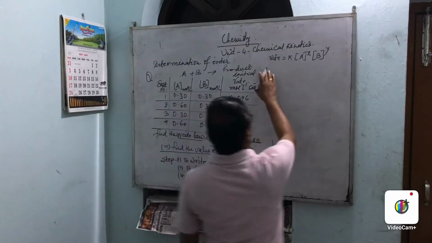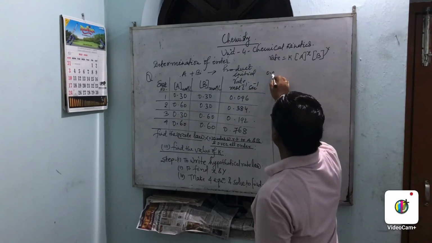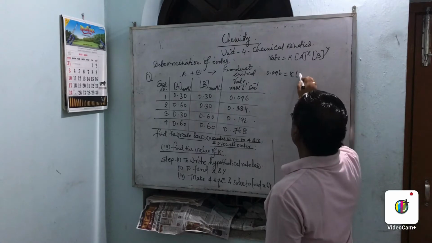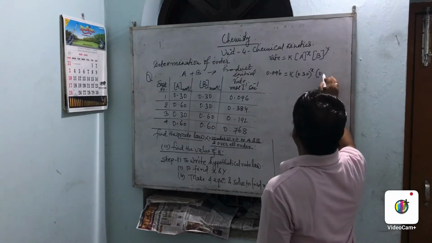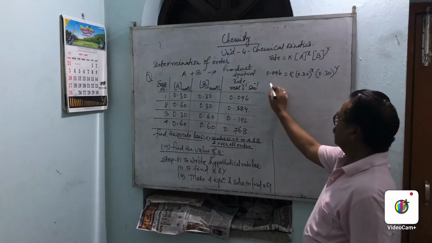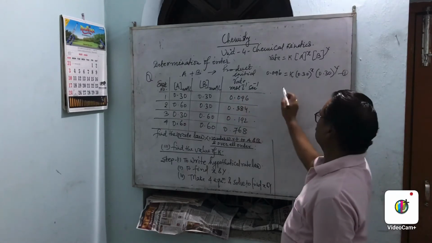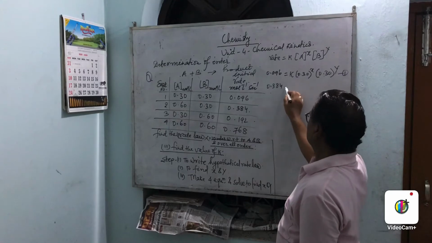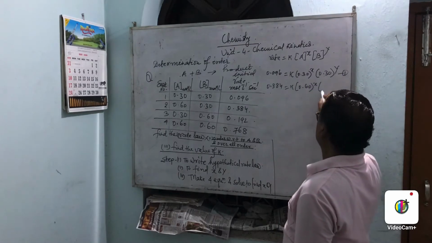So you see, this is the rate. Now in equation 1, the rate is 0.096. No need to write the unit every time. This is 0.30, and this is also 0.30, to the power y. This is equation 1, experiment 1. And the other rate is 0.384. This is K, 0.60 to the power x.